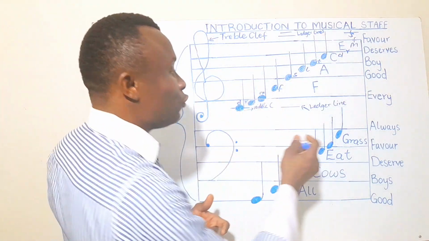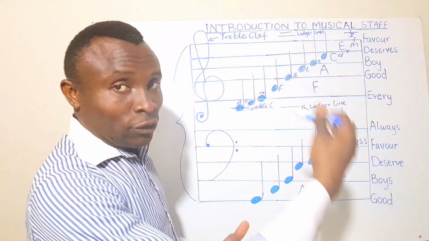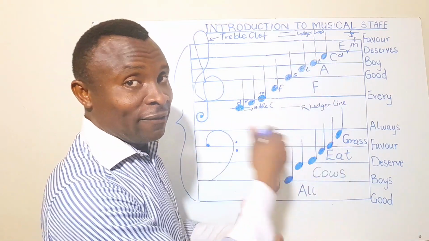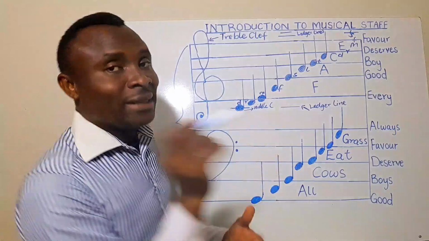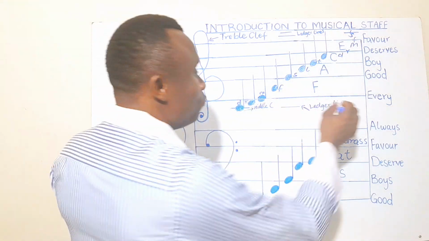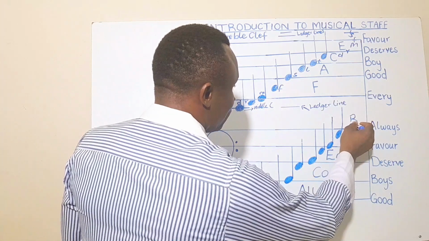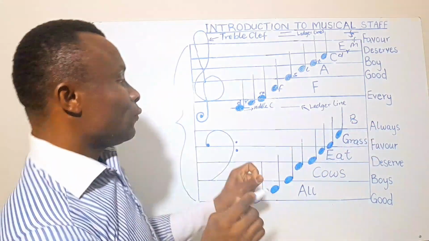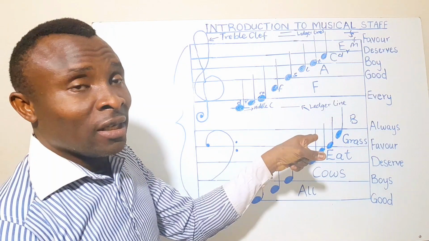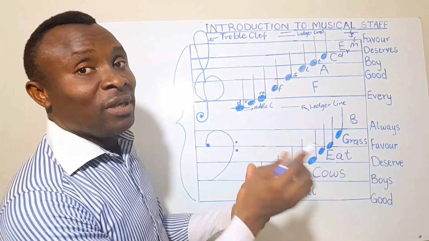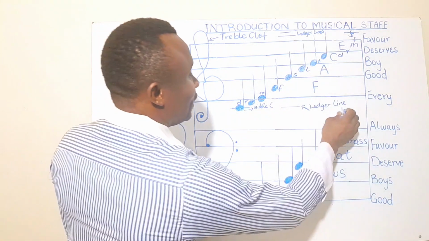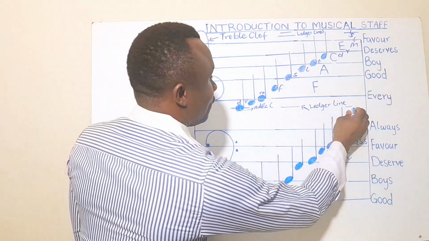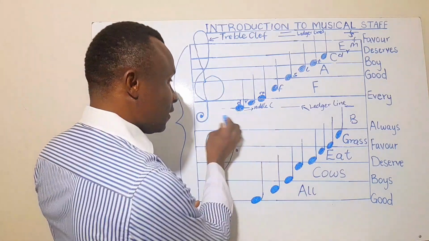If you are to move now to the ledger line, beyond the 5 lines and 4 spaces, you now know that the next key you will get will be the key of what? B, on this space. This is the key of B, since this is A on the line. Now, after that key of B, you have another line, which will be like a ledger line, somewhere here, which is the same with this.